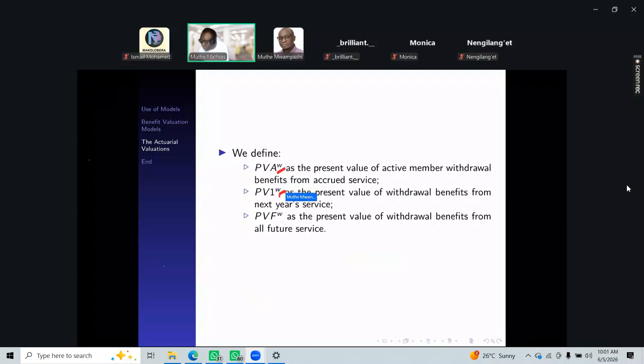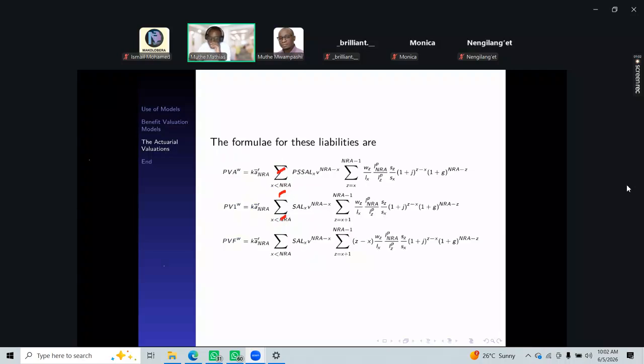So I'm using W for withdraw here, right? So you can see that I have the present value of active member withdrawal benefit from accrued service for A, and then 1 from next year of service, and then of course F from all future years of service. So you can see, this will almost look like what we had before. The only thing that is a bit different, because you can see everything else is the same, is this. So this is for the accrued benefit.